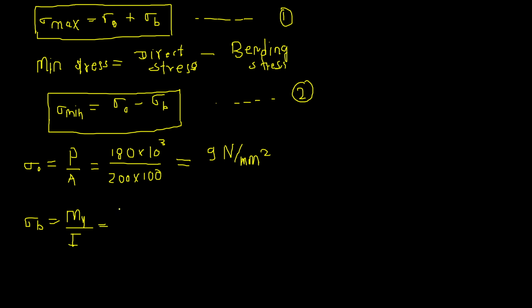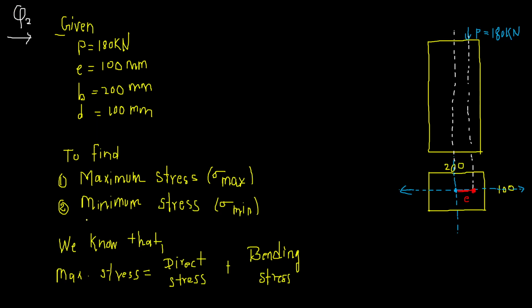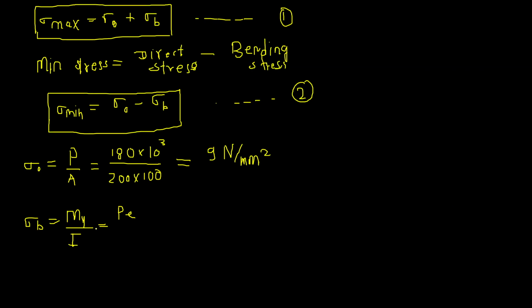Now this M is moment, that is force into distance, and that distance is eccentricity E. This y value is nothing but b divided by 2, the distance from centroid to the extreme fiber. So it is b divided by 2, that is 200 divided by 2.